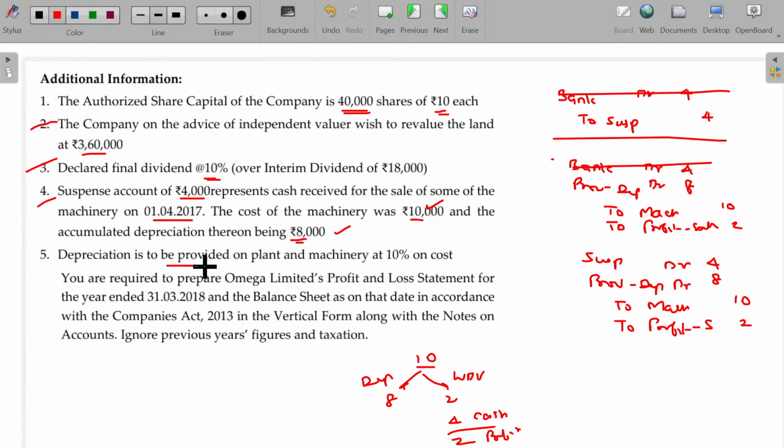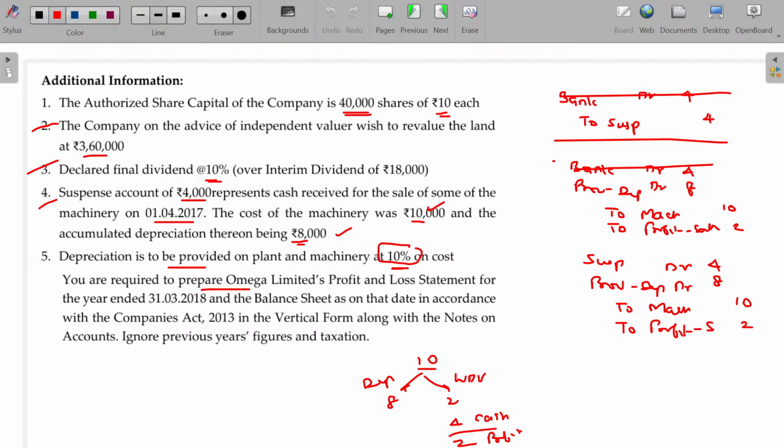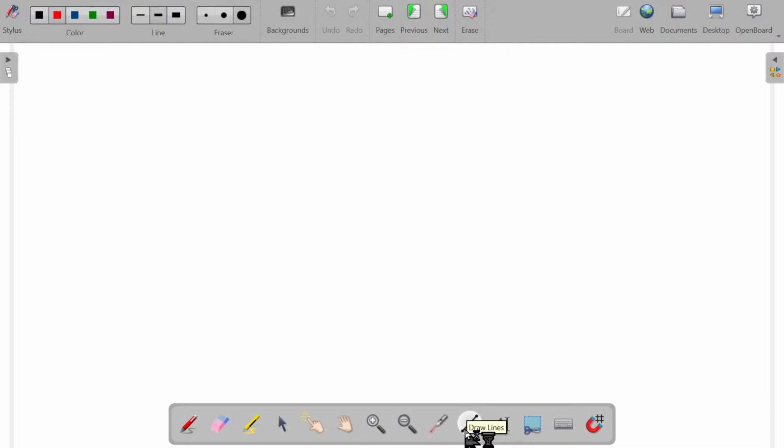Now, depreciation is to be provided on plant and machinery at 10% on cost. So, depreciation: provision for depreciation 166. In this year, you have to add 10% on cost. SLM method is followed. You are required to prepare Omega Limited's profit and loss statement for the year ended 31st March 2018 and the balance sheet on that date in accordance with the Companies Act 2013 in the vertical form, along with the notes to accounts. Ignore previous year figures and taxation. So we'll prepare the balance sheet and profit and loss account.